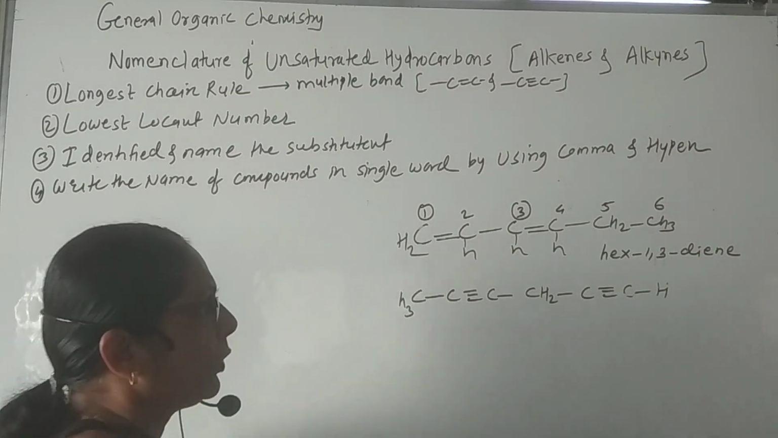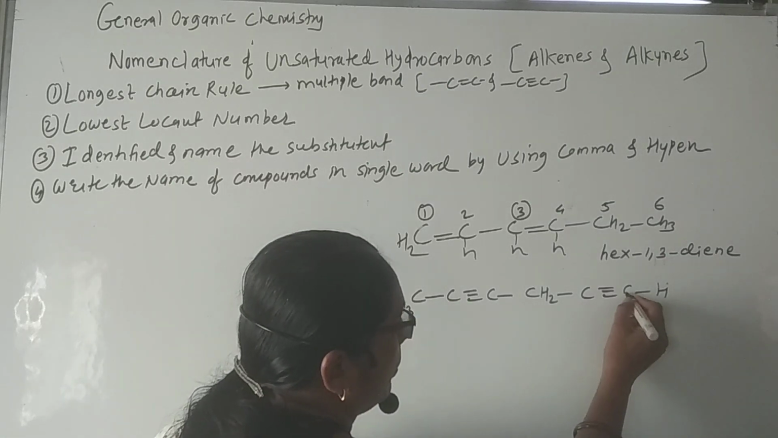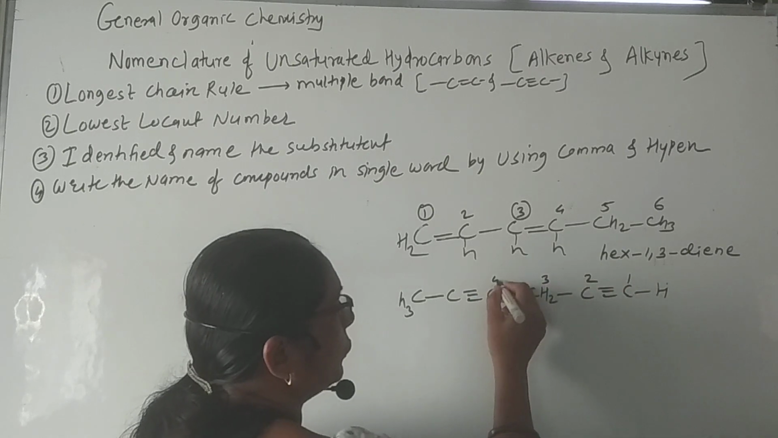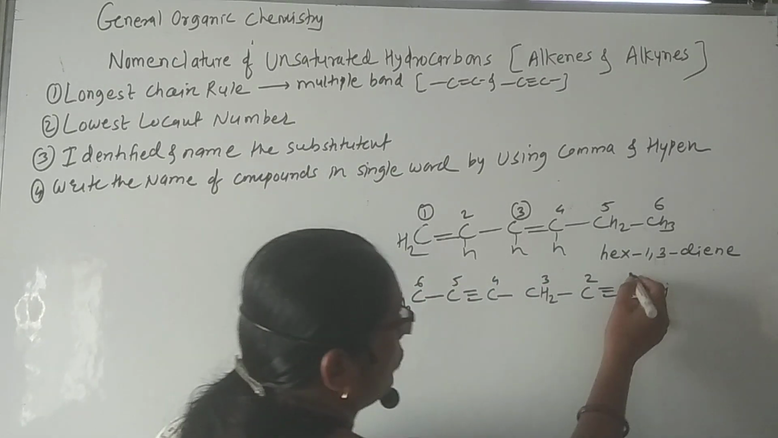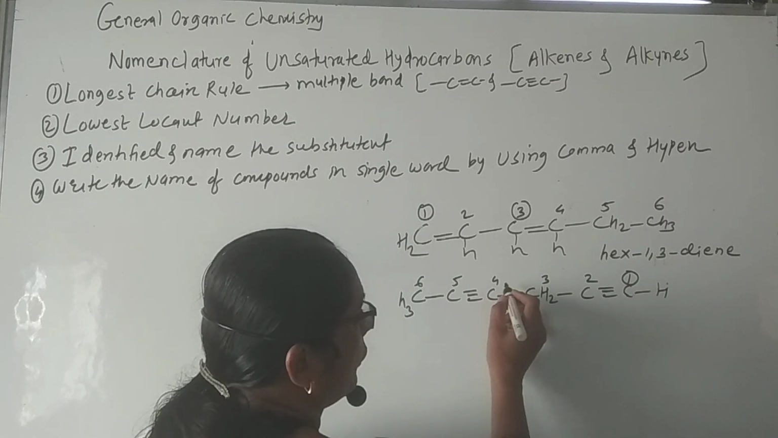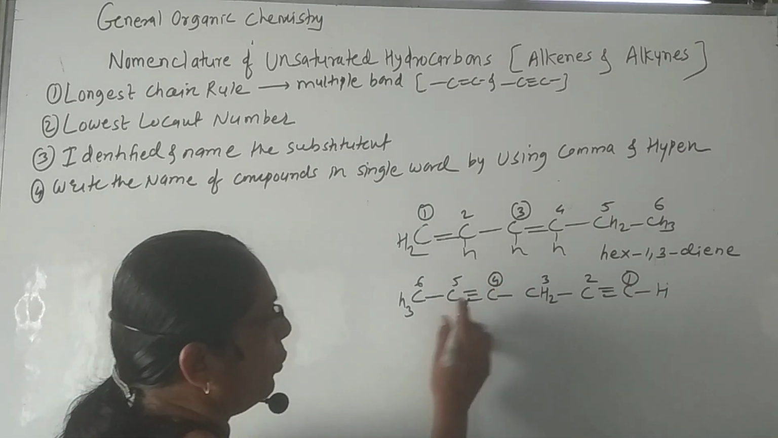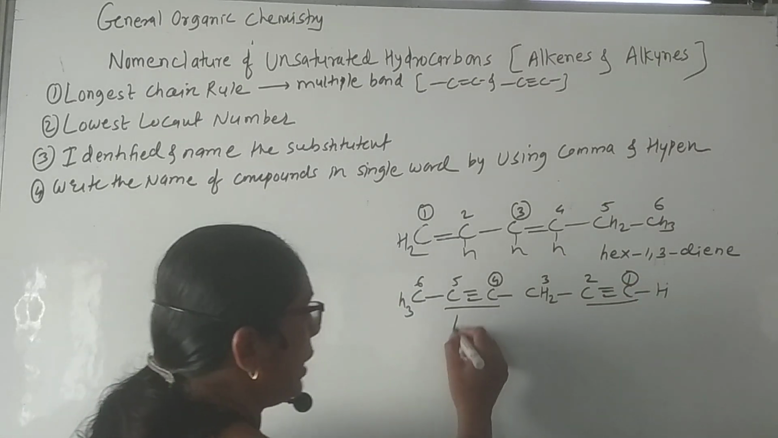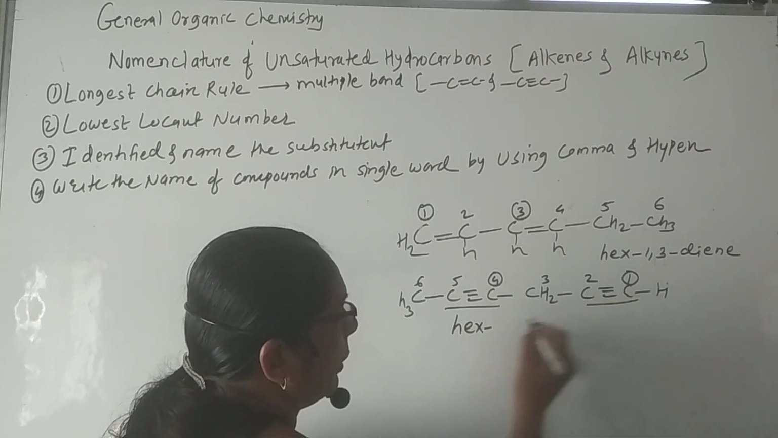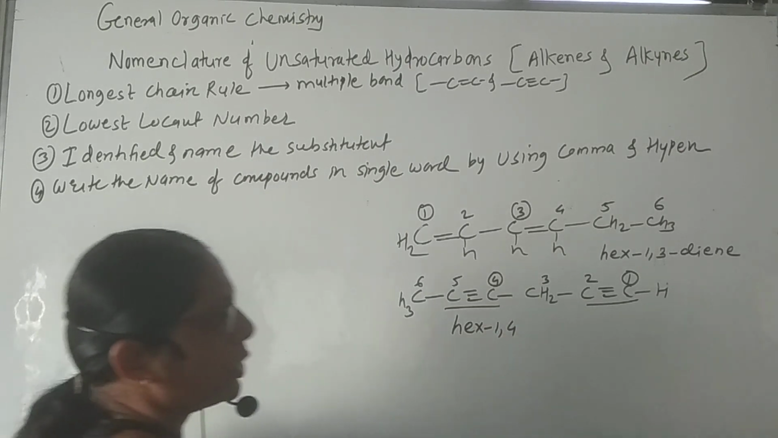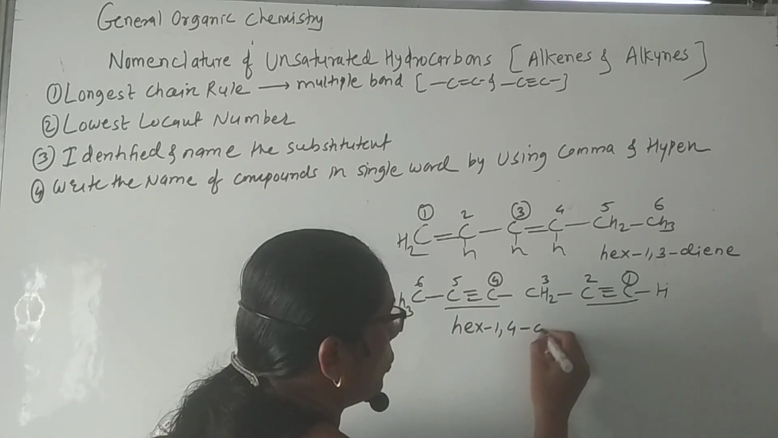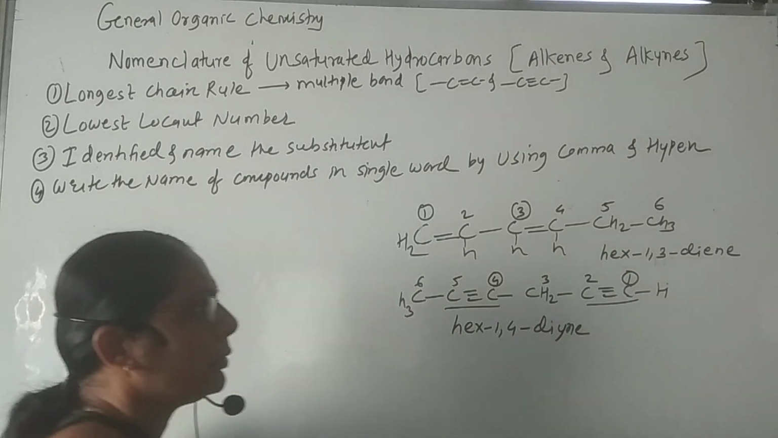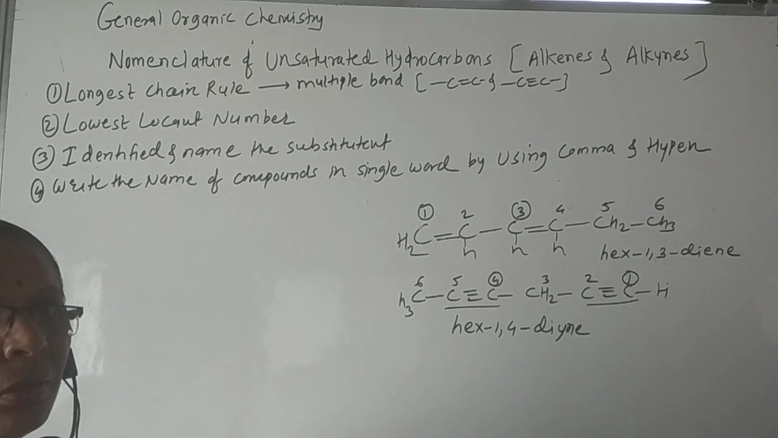It is a diene. Now here again, give the numbering so that the triple bond gets the least possible number: 1, 2, 3, 4, 5 and 6. Between 4 and 5, the minimum number is 4. Between 1 and 2, the minimum number is 1. So it is hex again, but the triple bonds are at 1 and 4. So hex 1, 4. They are 2, so di, and they are triple bonds. So hex 1, 4 di.